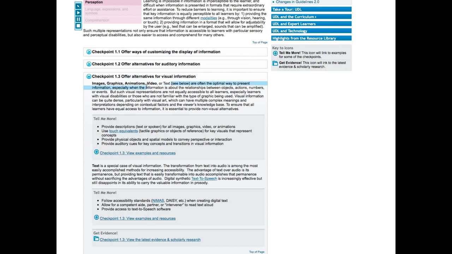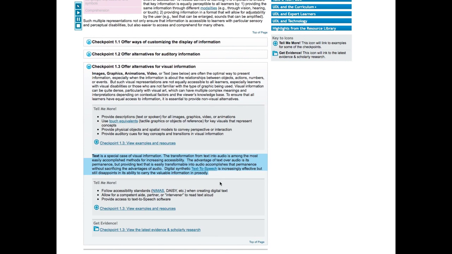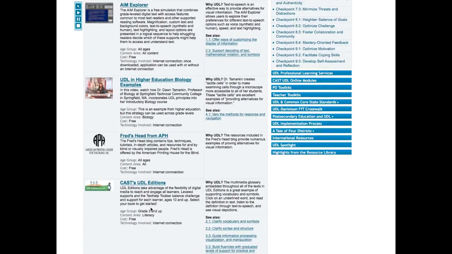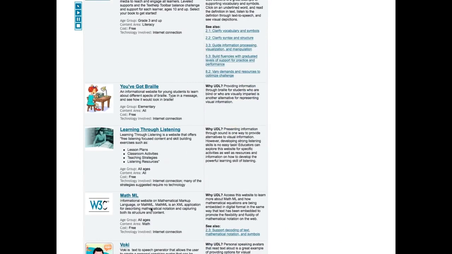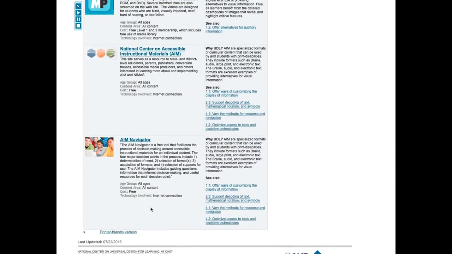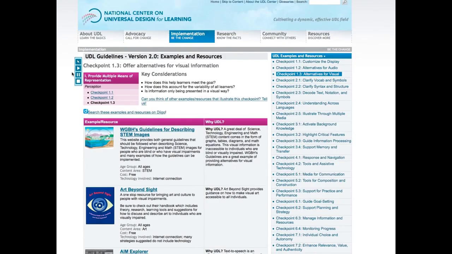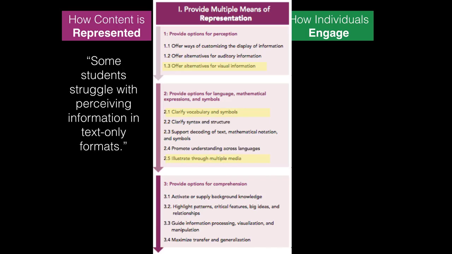I notice here that this does, in offering alternatives for visual information, include text. Though it also includes other things, it provides a special representation of text. And so clearly, this is recognizing that text does provide barriers, and this represents a way to address that barrier. It also gives more information about how we can see examples and resources for addressing that particular barrier. While many of these resources are geared towards K-12, some of them are still very useful in higher education, and it might be useful to take a look at those.